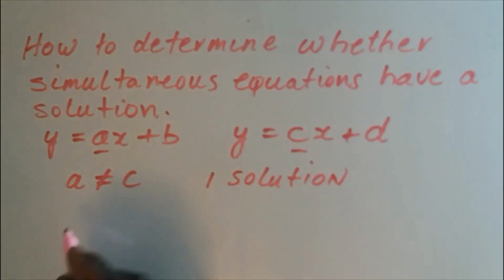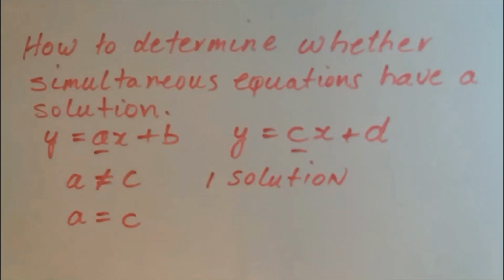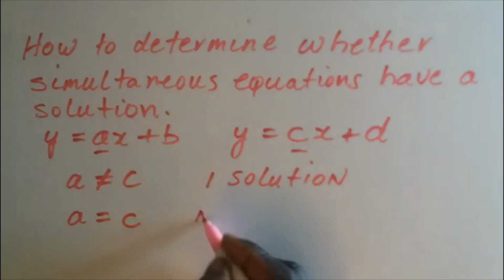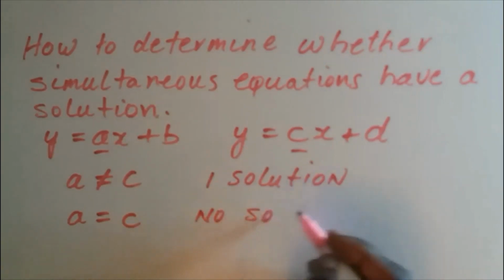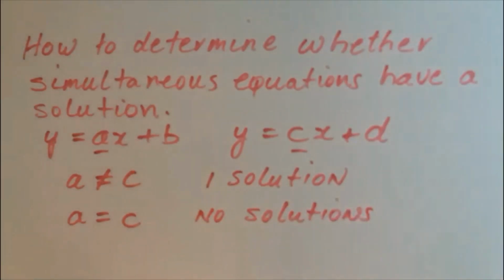If the constants a is equal to c, then we have a different situation. The lines representing the equations are parallel. And what that means is that they do not cross at any point. And hence, the equations have no solutions. Parallel lines, no solutions. But there is an exception to the rule.